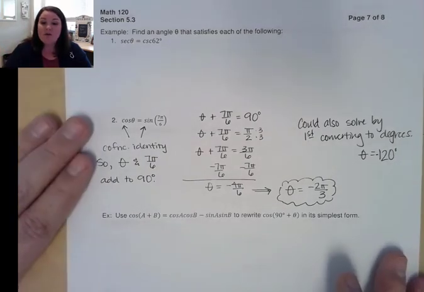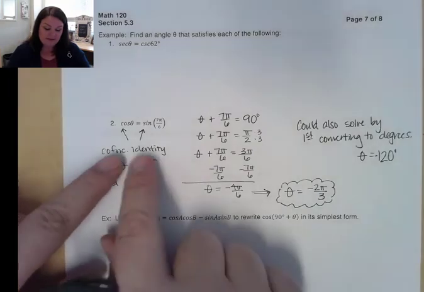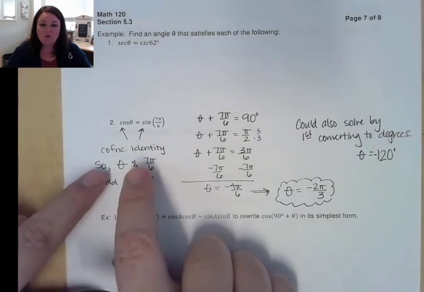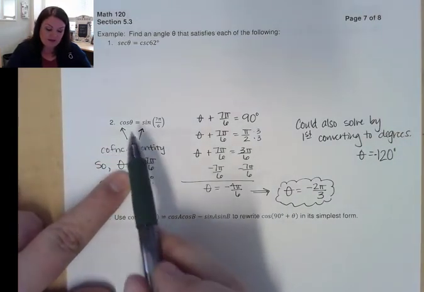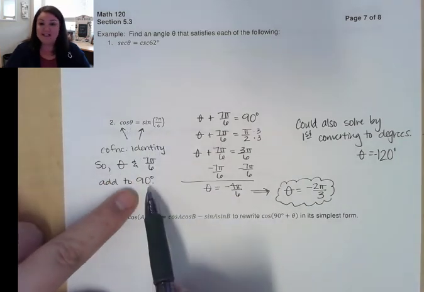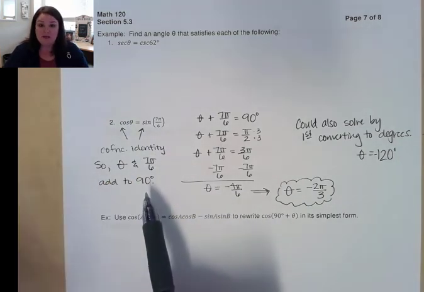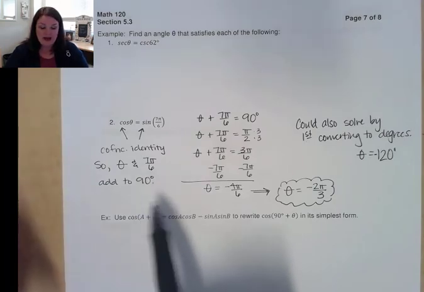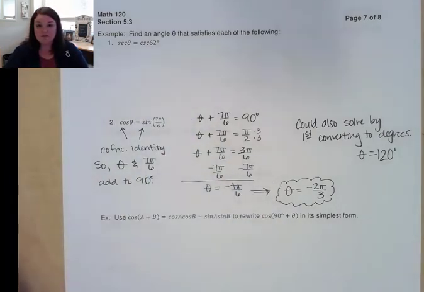All right, so what I want y'all to do is use the same idea that if it's a cofunction identity, we know that the two angles within that identity have to add to 90 degrees because they would be complementary, in order to have this cofunction identity. And I want y'all to try number 1. So go ahead and pause the video, give that a try, and then when you're ready, play the video again and we'll go over it.